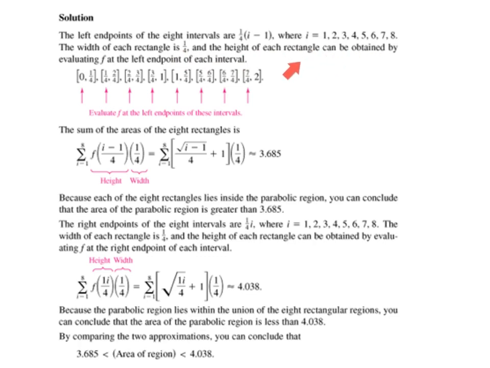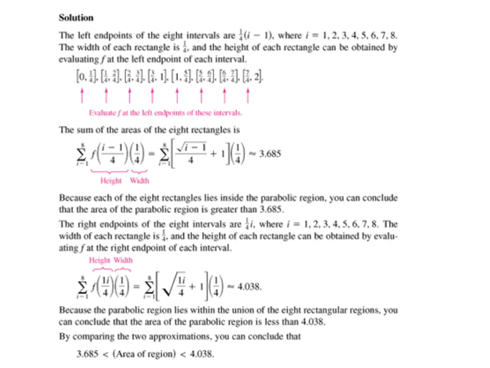The height of each rectangle can be obtained by evaluating f at the endpoints. So from 0 to 1/4, 1/4 to 2/4, 2/4 to 3/4, and so on in my 8 rectangles, I'm going to evaluate at the left endpoints. This is going to be a lower sum. Using my summation formulas, height and the width, I get 3.685.